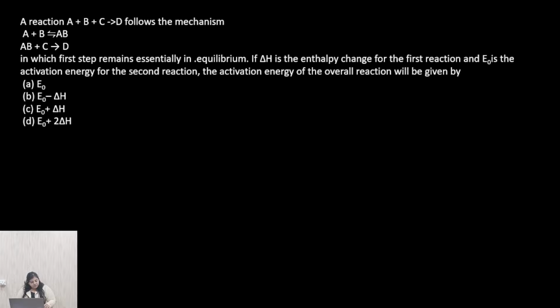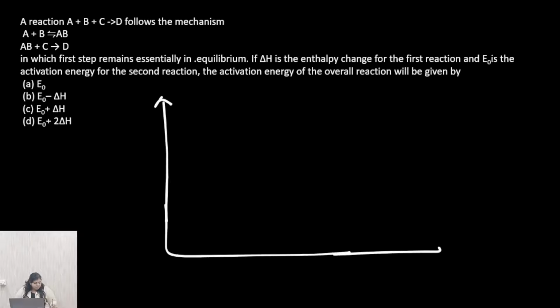Next, you are having this question. Here it says a reaction A plus B plus C gives you D. The following mechanism is being followed, in which the first step remains essentially in equilibrium. If delta H is the enthalpy of the reaction for the first reaction and E naught is the activation energy for the second reaction, what is the activation energy of the overall reaction? So for the reaction that is taking place, if I see a reaction progress curve for it, I'll be getting a plot like this.